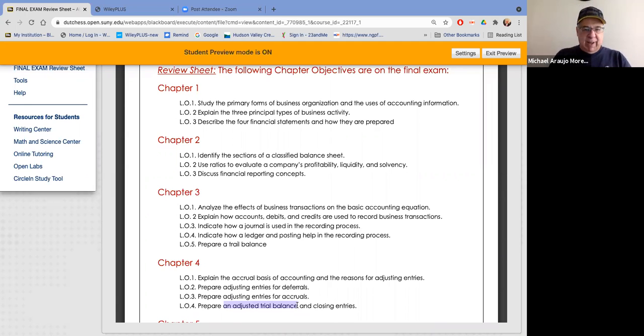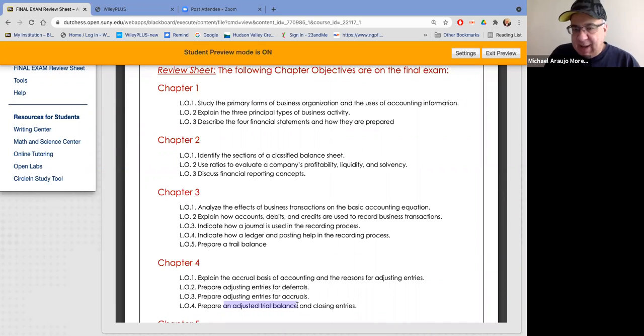Once the adjusted trial balance is done and it works, those become our final numbers. Those are the numbers we use on those financial statements we learned about way back in chapter 1. The income statement is always done first. Retained earnings statement is done second. Balance sheet is done last. And so we've done our statements.